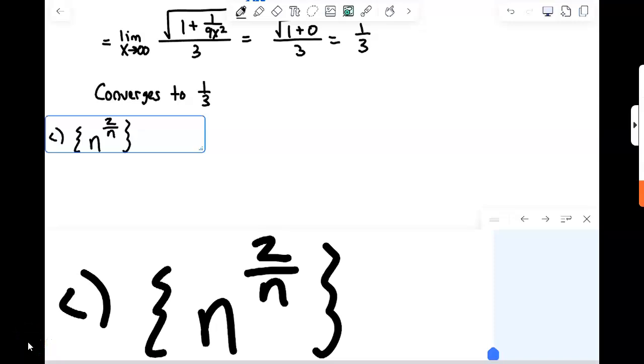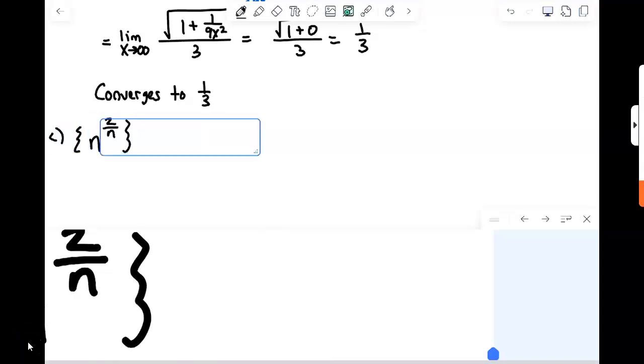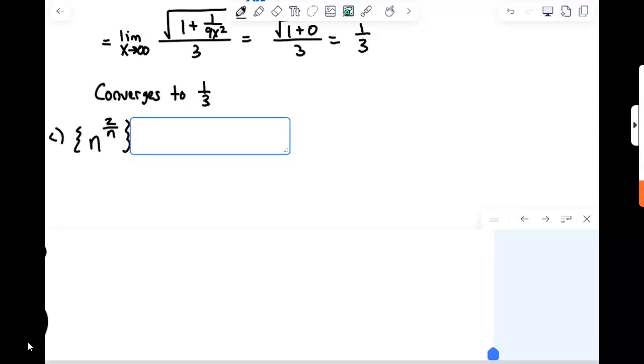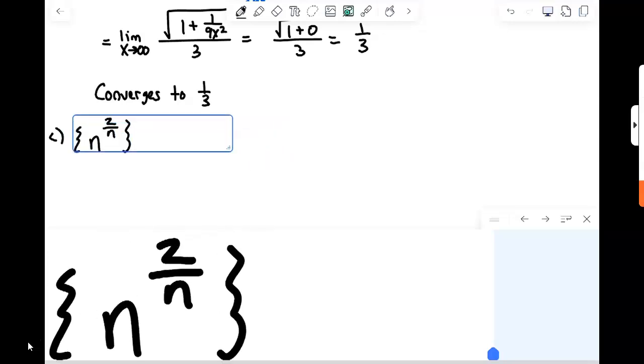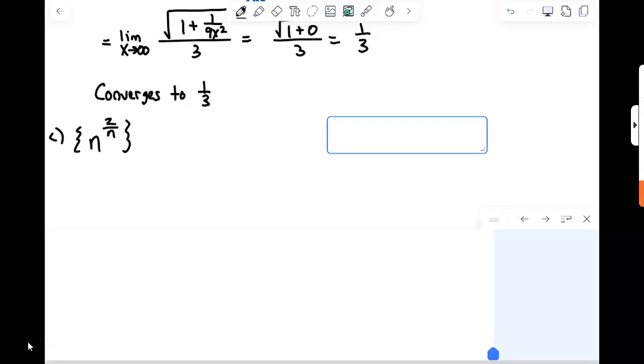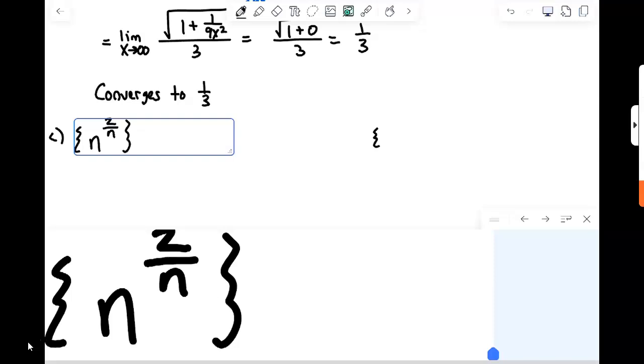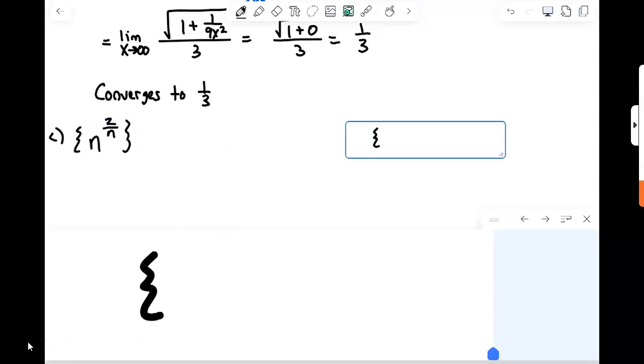Okay, so here we're talking again about finding the limit of a sequence, trying to find out whether it has one or not. So here we have the sequence n to the 2 over n. Let's start computing that for some values. For example, if we put n equals 1 in there, that would be 1 to the 2 over 1, which would be 1.